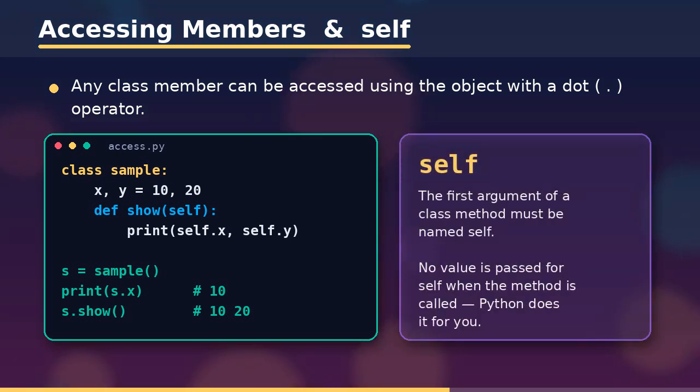And remember, a class method must have its first argument named self. We do not need to pass any value for self when we call the method. Python does it for us.